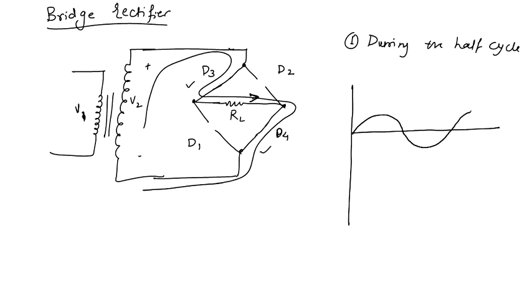This is the input sinusoidal waveform. During the positive half cycle we are getting a sinusoidal output. This is the input voltage or voltage V2, and this is the output voltage across the load resistance V0.